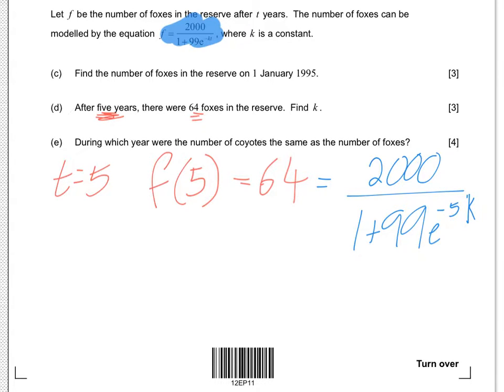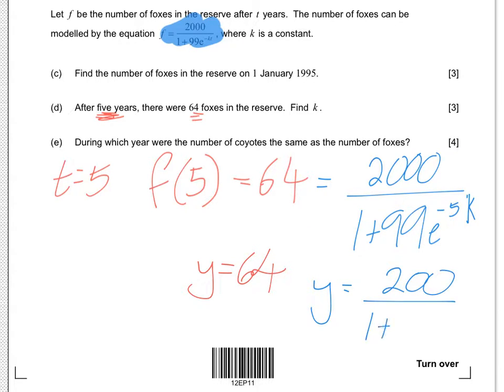Now you have got enough mathematics to solve this question algebraically. However, this is the calculator paper. You should be getting your calculator to solve these sorts of questions. The way I'm going to do it is I'm going to plot two graphs. I'm going to plot the graph y equals 64, which will obviously be a horizontal line. And I'm going to plot the graph y equals 2000 over 1 plus 99 e to the minus 5x, with x as the variable. That's what the calculator is expecting. And I'm going to see where those two graphs cross.